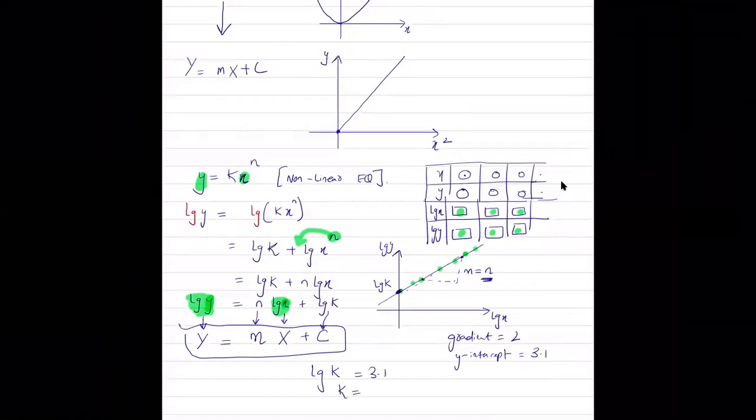So the k value is going to be 10 raised to the power of 3.1. LG is always to the base 10. So 10 raised to the power of 3.1 is going to give me the value of k. And for the value of n, n is the gradient in this example, so n is going to be 2. This is how we can find the unknown values.